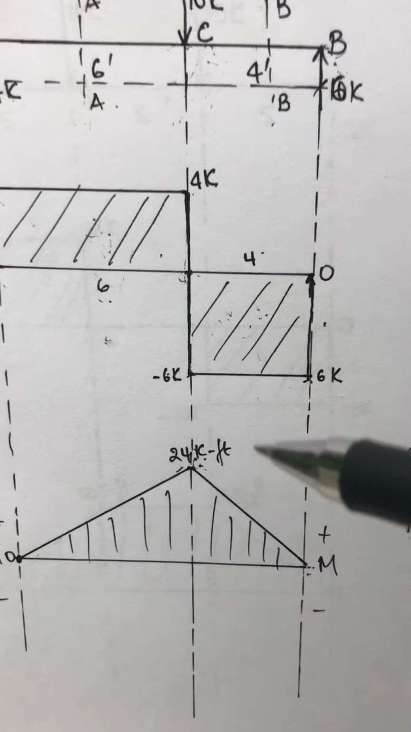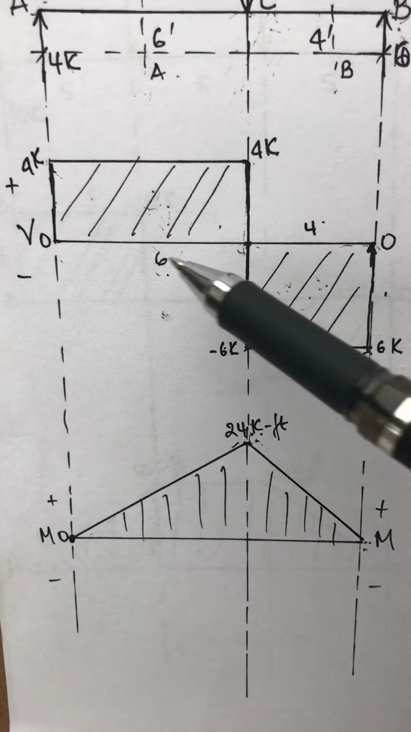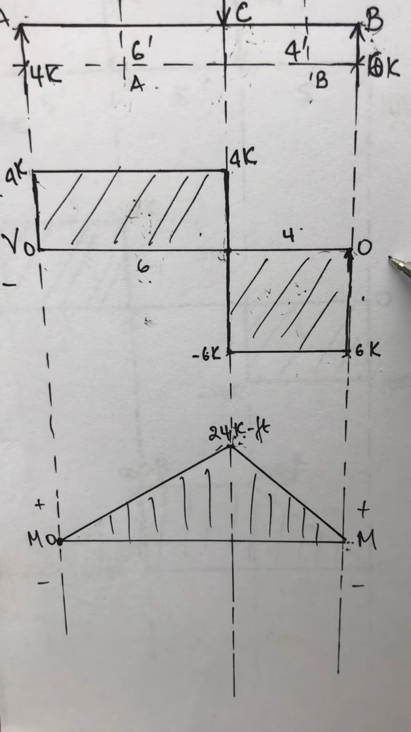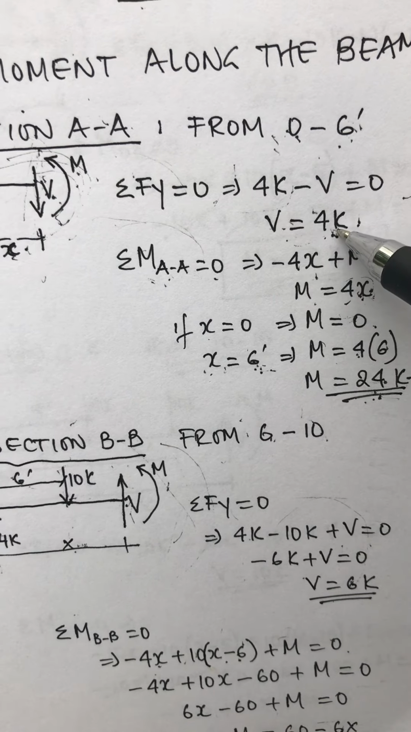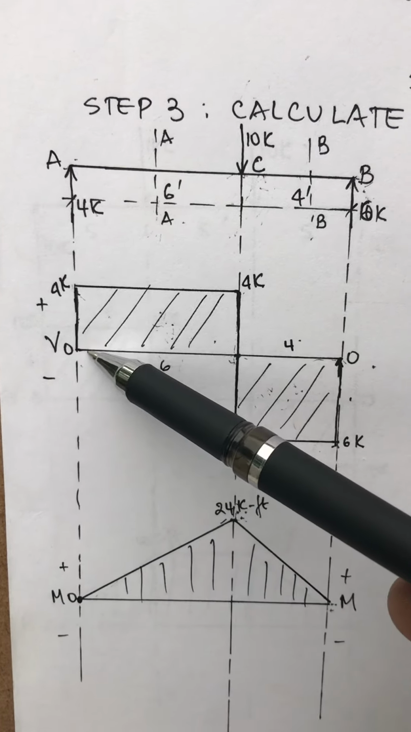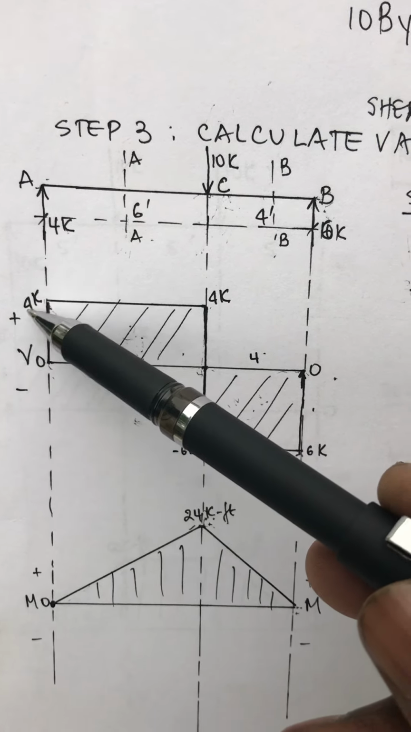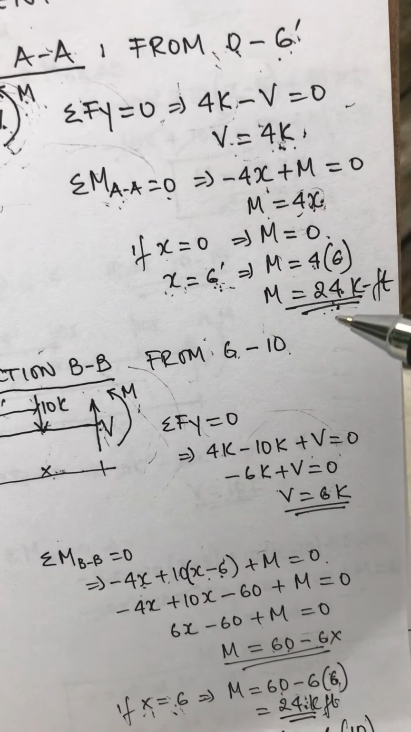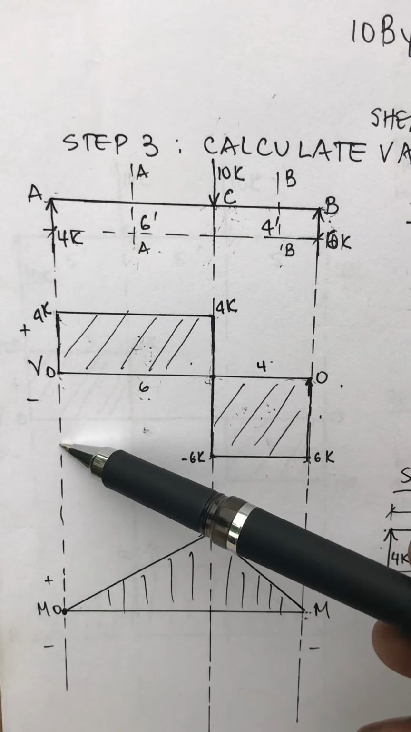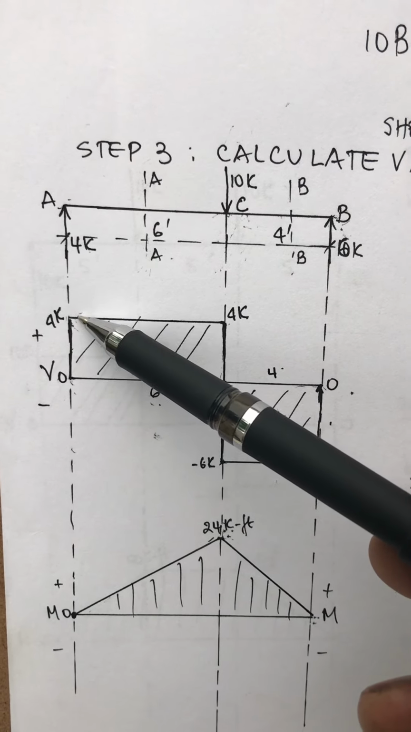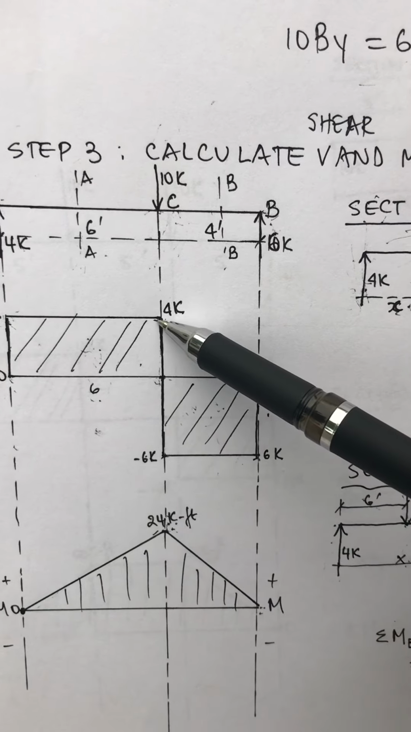Okay, having all the information, now we have to draw our shear diagram and moment diagram. Shear diagram, we have here the V. This is the zero line, and we say that from 0 to 6, V is 4K. So from 0, I go up 4K. Why up? Because 4K is positive. If we had minus 4K, I should go down. I go up 4K, and from 0 to 6 it is constant 4K till there.